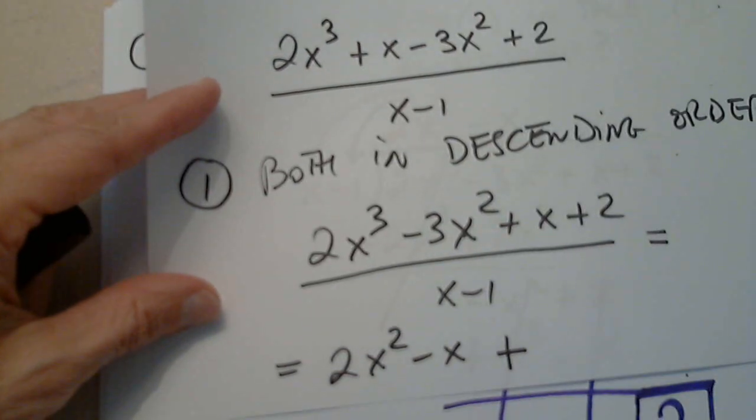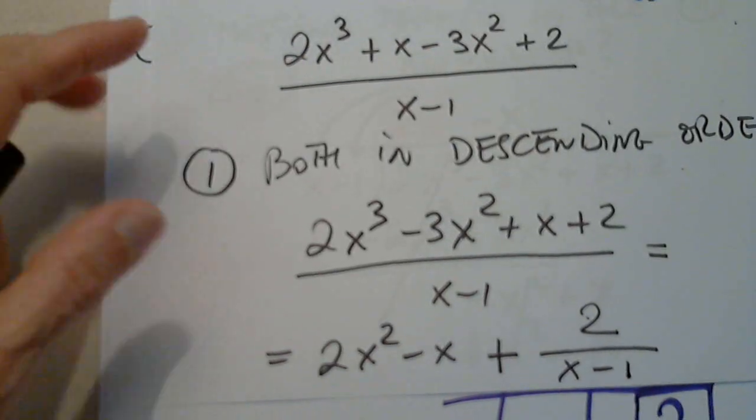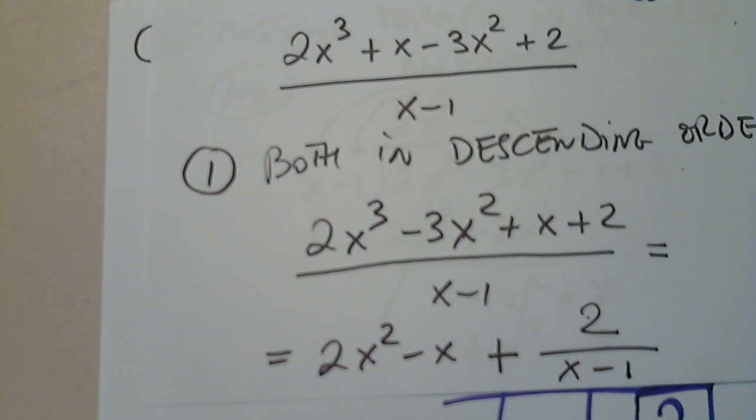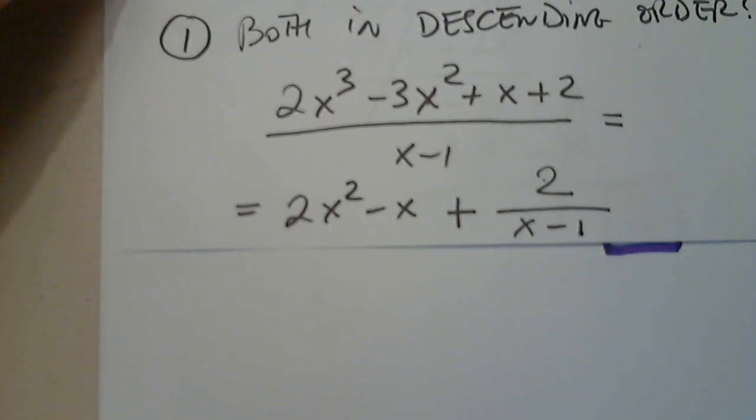So, coming back to this division, the quotient is 2x squared minus x plus the remainder over the divisor. Is it true? I don't know. Can I check? Of course. Absolutely.